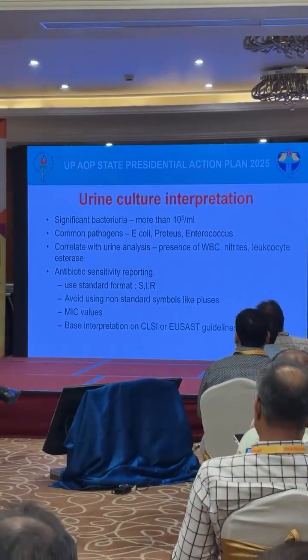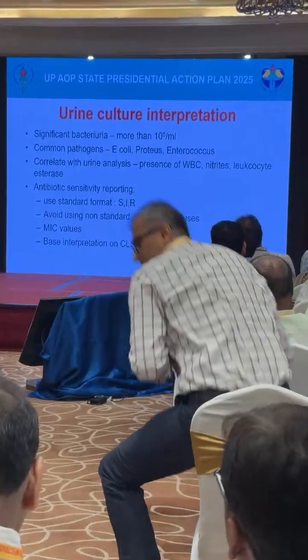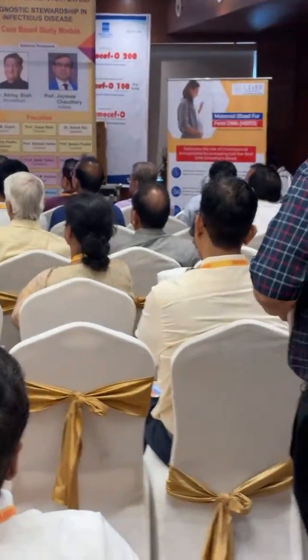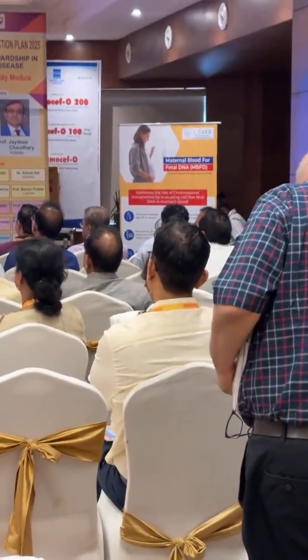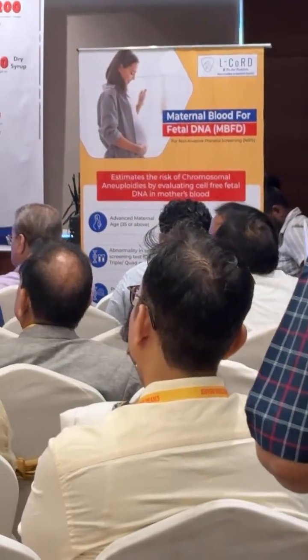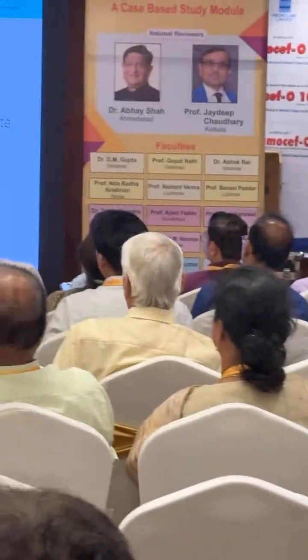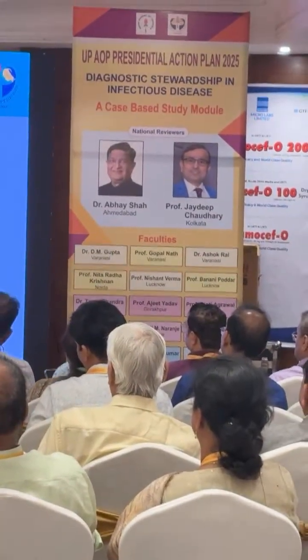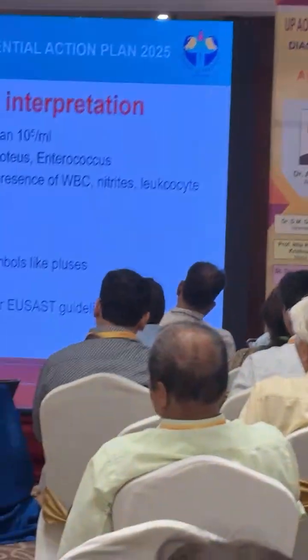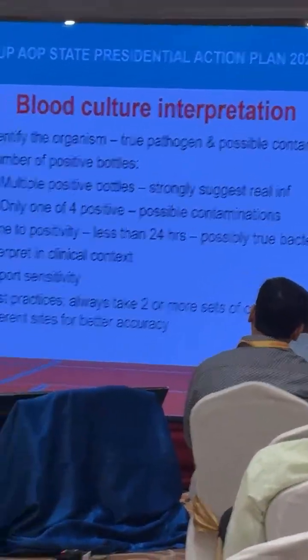So for urine culture interpretation, common pathogens are E. coli, Proteus, Enterococcus, and always correlate with urine analysis, like the presence of WBC, nitrites, leukocyte esterase, and the antibiotic sensitivity report. Always use the standard format and avoid using non-standard symbols like pluses. You should see the MIC values and the interpretation based on CLSI and EUCAST guidelines.